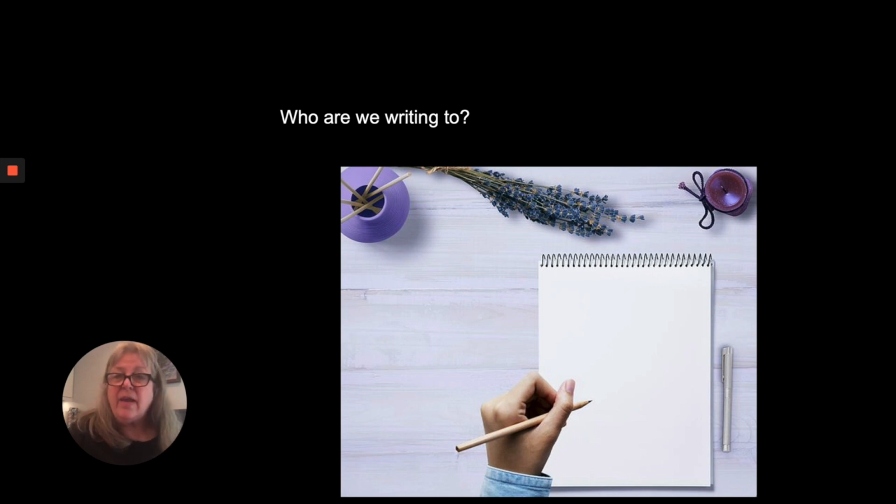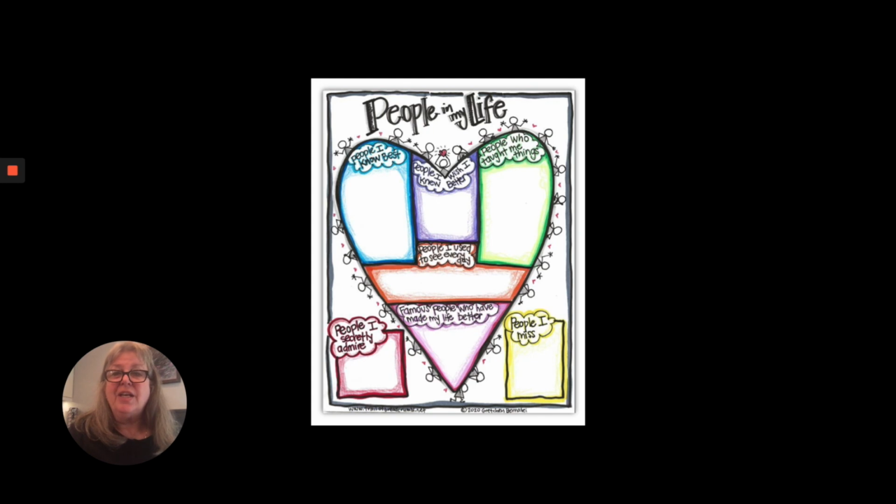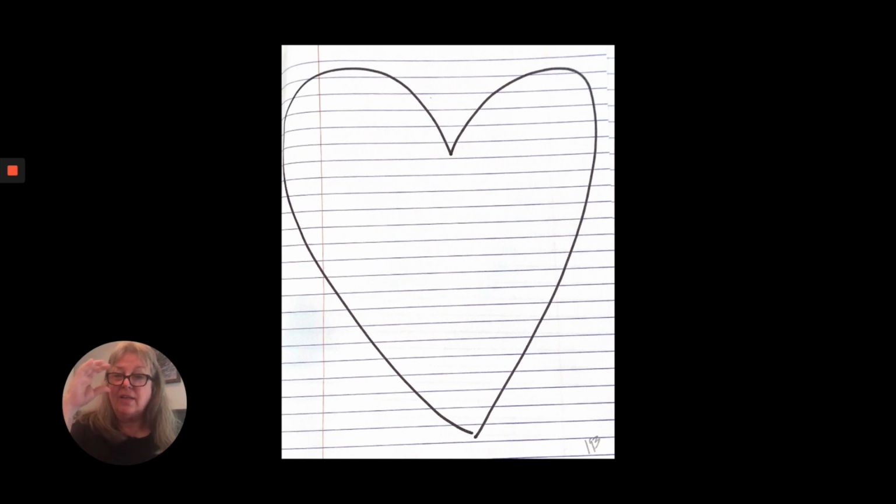Who are they? You know the members of your family, your immediate family, and you know who you see all the time. But couldn't we brainstorm a little bit for a whole lot of people who are important in our worlds? This is a people in my life heart map, and you can lead your students through it just like this. We usually open up the backs of our journals and draw a not very perfect heart.